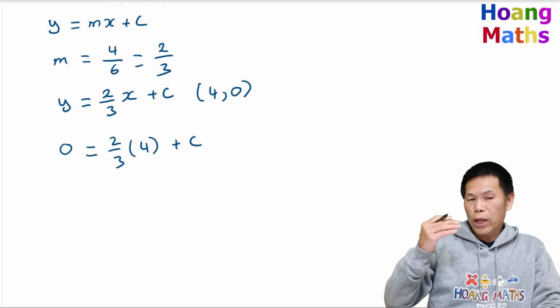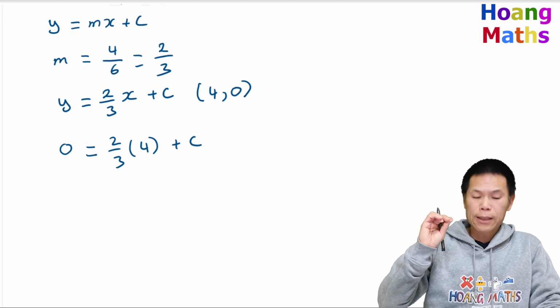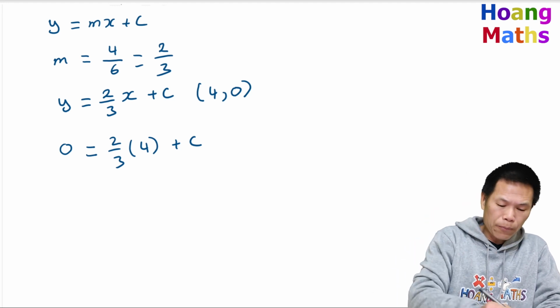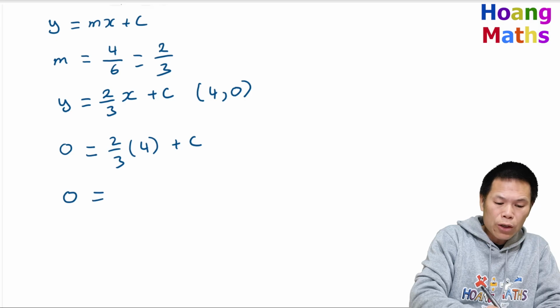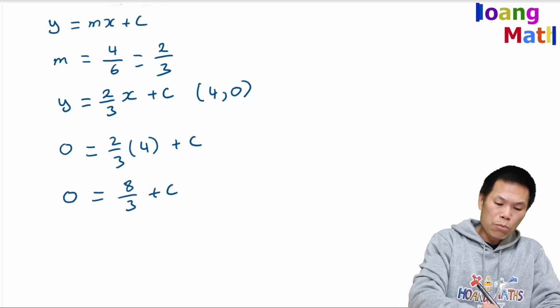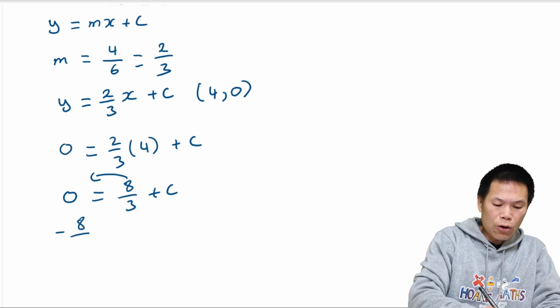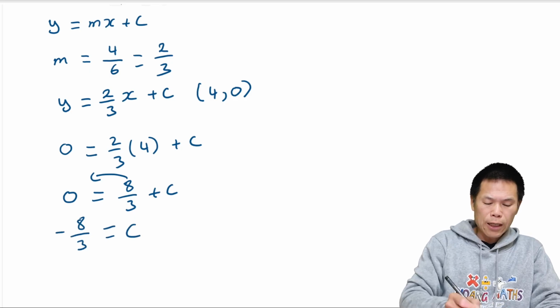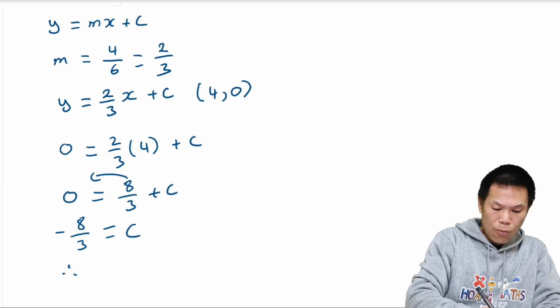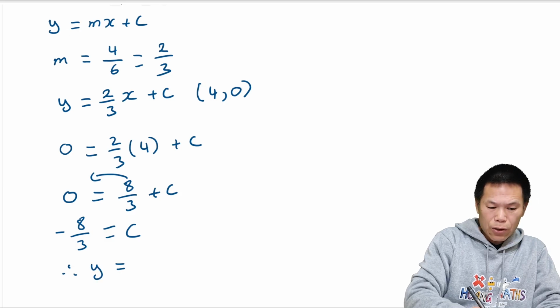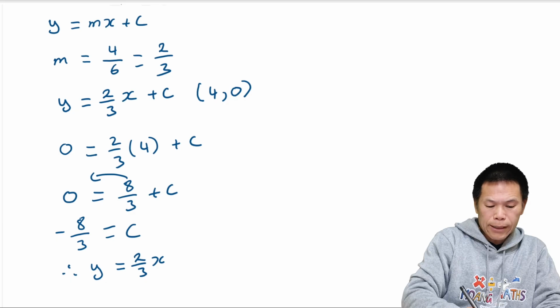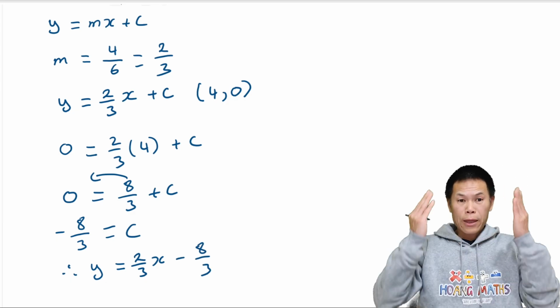If you put it on a calculator, 2 times 4 is 8. So 8 over 3. So 0 equals 8 over 3 plus c. So we move this to that side to become negative. Negative 8 over 3 is c. So therefore, y is 2 over 3x, we plus c, c is minus 8 over 3. That will do.